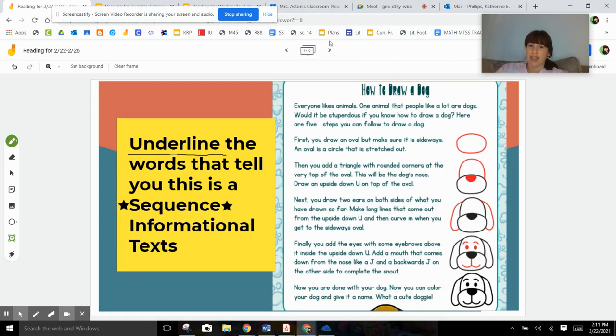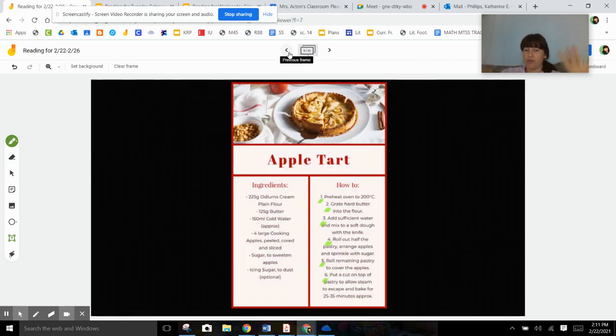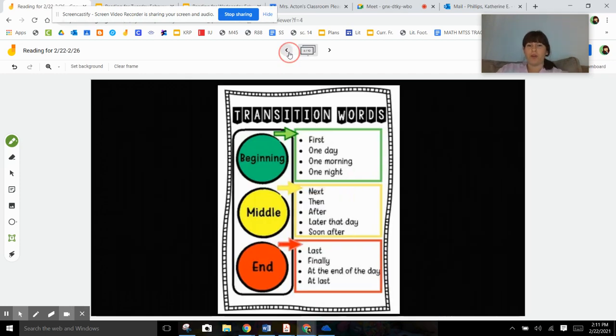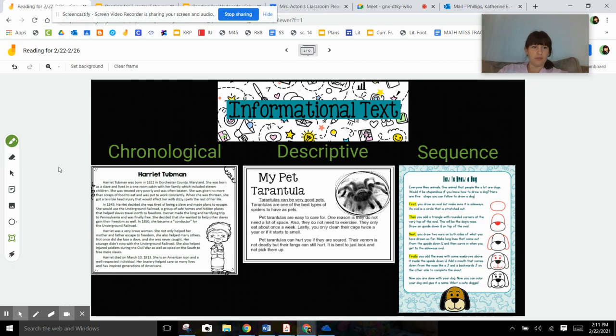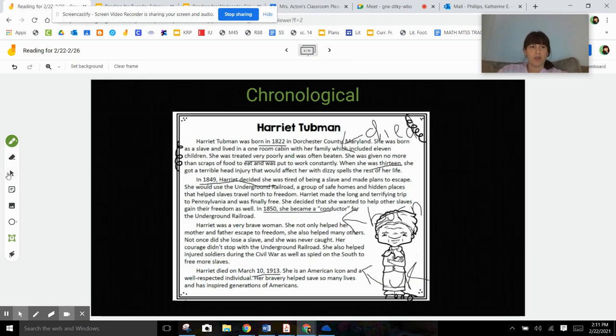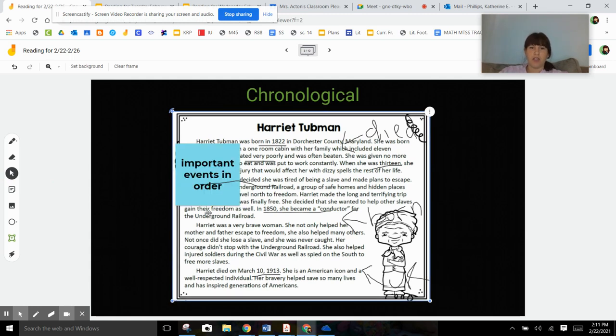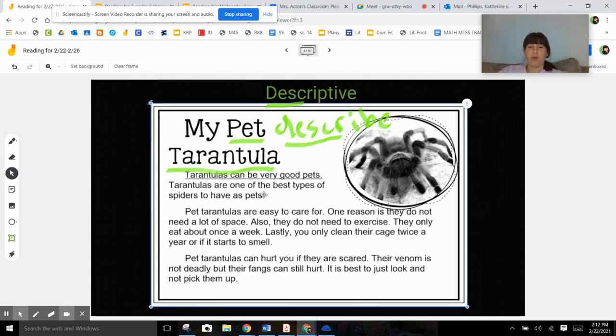All right, so this is one of the texts that you do. So that's all Miss Acton has information for you. So just remember, if you're looking at these structures, what you need to be looking for. What you need to be looking for when you're looking for chronological text is the important events, and they are in order. Make sure they are in order and they are important events.